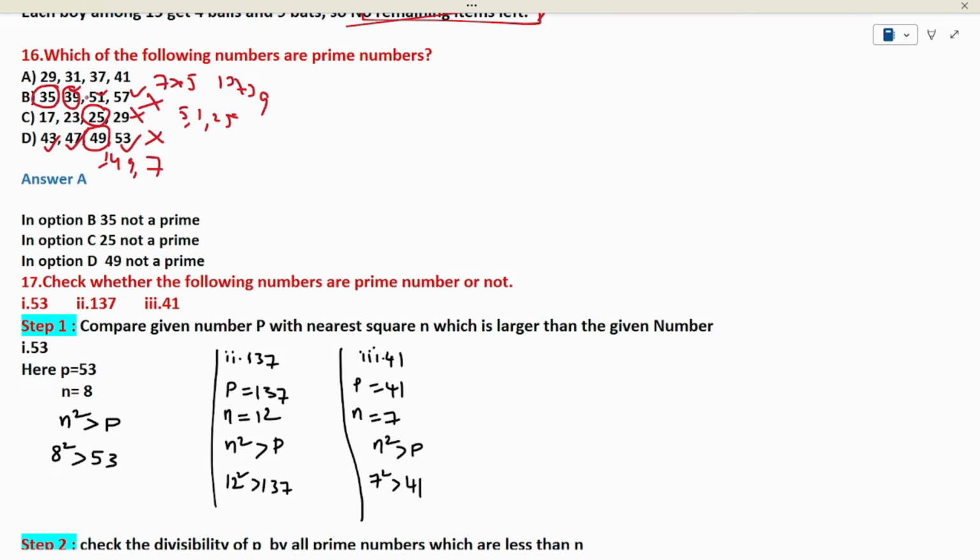So what do I have remaining? Option A only. In option A, 29, 31, 37, 47, 41, all these numbers are prime numbers. So I can choose option A as the right answer.